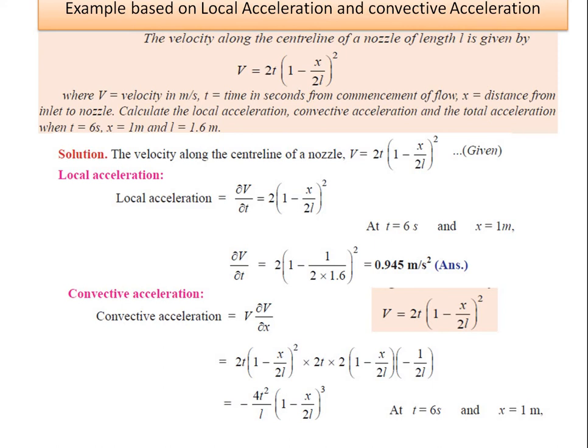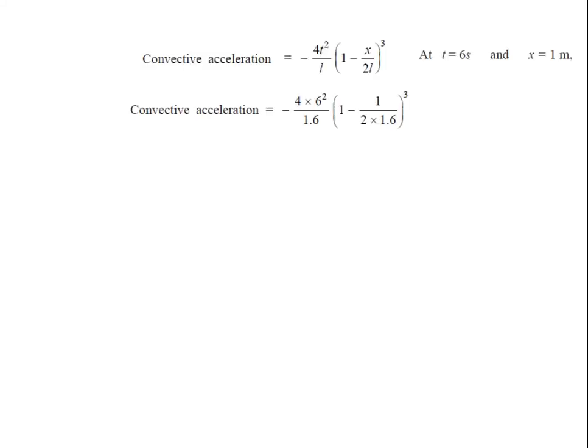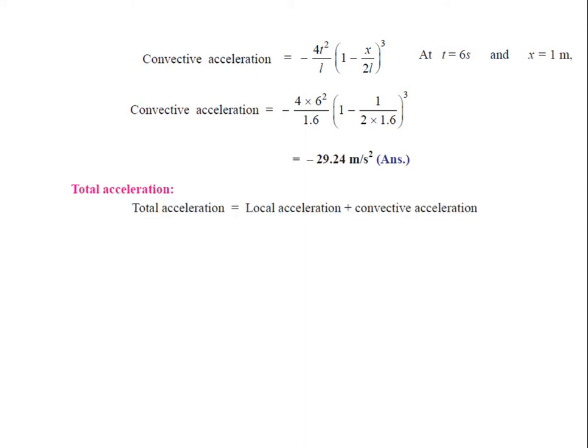Now again put in the values. t equals 6 seconds, x equals 1 meter and L equals 1.6 meter. We will get convective acceleration equal to 4 into 6 square divided by 1.6 into (1 minus 1 upon 2 into 1.6) whole cube. So it is equal to minus 29.24 meter per second square.